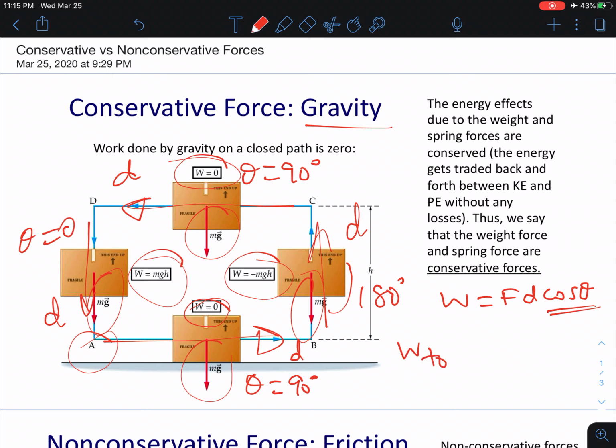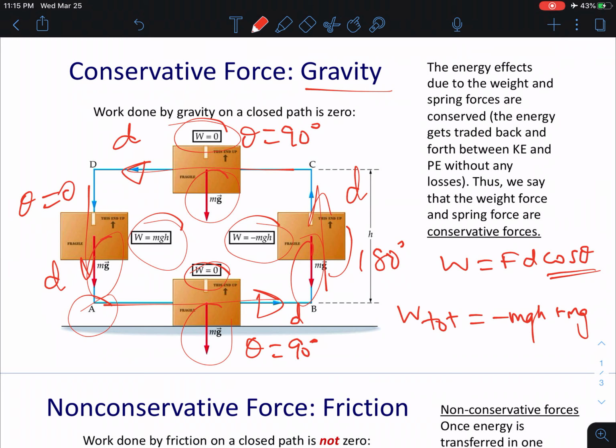What is the total when you complete the loop? It's path independent really, but this is nice when we make a nice rectangle, the symmetric case, so you can see it clearly. When you add up the work done by the weight force, simply there's 0, then negative mgh and positive mgh. You're getting 0, right?